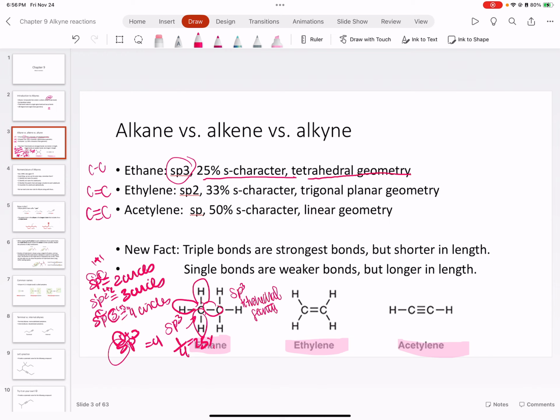Also because there's no lone pairs, it's definitely tetrahedral geometry. And if we look at ethylene, it is sp2, because if we look at the number of circles around this carbon, we have 1, 2, 3 separate bonds. So 3 is for sp2, so this one is sp2. It will be the same for this one, it's sp2.